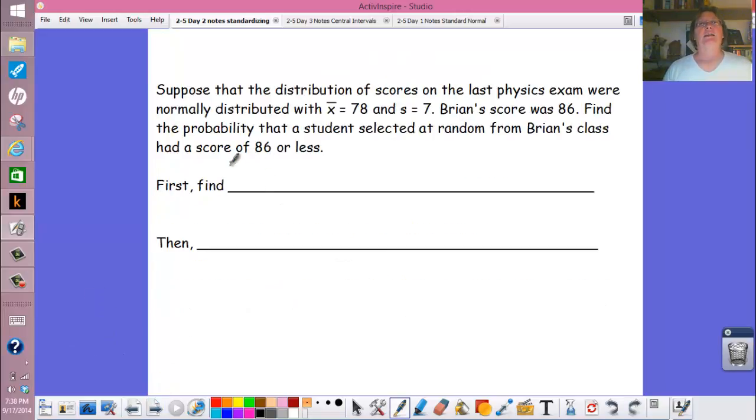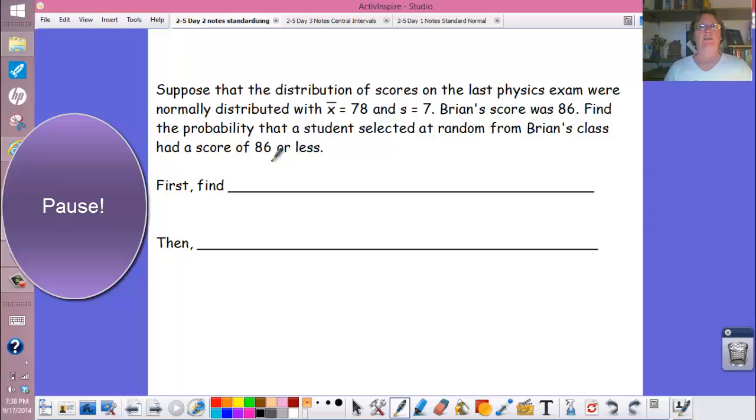It's worth a second try. In this problem, we're talking about a distribution of test scores in a physics exam. They were distributed normally, which really, folks, doesn't happen that often. But in this case, the average score was 78 with a standard deviation of 7. Our student, Brian, had a score of 86, and we want the probability that if we pick another student at random from his physics class, we'd get a score of 86 or less, his score or less.